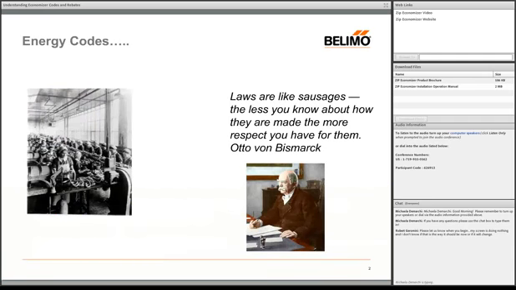Before we get started, I'd like to start with this little quote. "Laws are like sausages. The less you know about how they're made, the more respect you have for them." So I will be using that as a theory behind most of this presentation, really focusing on the different items that will be correlating between the different codes and rebates throughout the years for ASHRAE, IECC, as well as California Title 24.